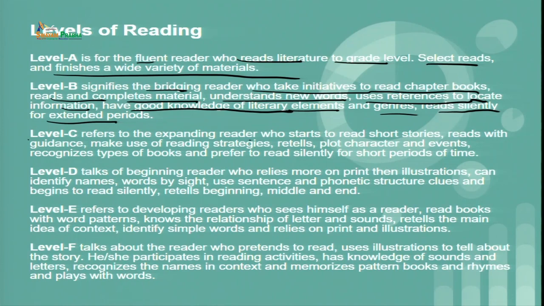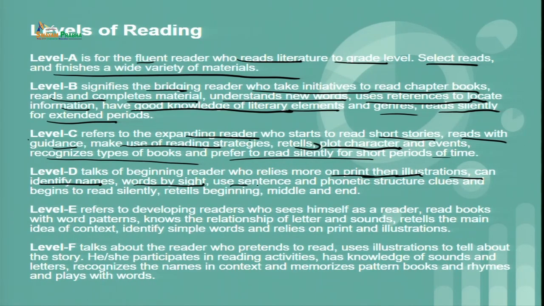The level C reader refers to the expanding reader who starts to read short stories, reads with guidance, makes use of reading strategies, retells what he has read, plot, characters and events, recognizes types of books and prefers to read silently for a short period of time. Now level D takes you to another reader who is quite at the beginning stage, who relies more on print than illustrations and can identify names, is mainly able to locate specific information and words by sight, uses sentence and phonetic structure clues that can be widely understood by him, and begins to read silently, retelling beginning, middle and end.